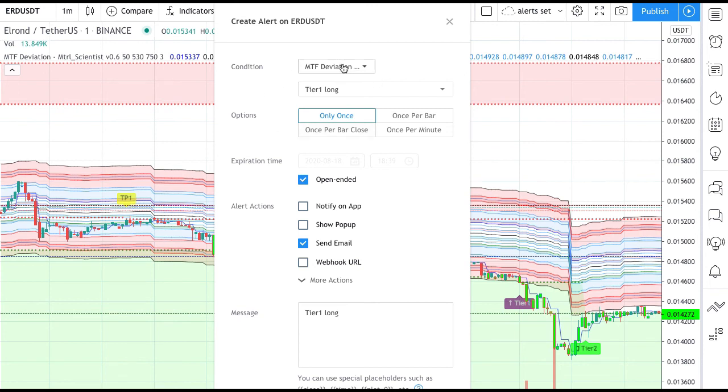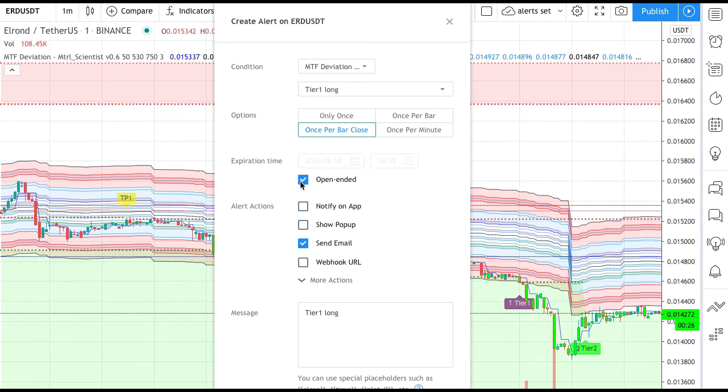So we chose the indicator. We chose the tier that we wanted to trade on, or the signal we wanted to trade on. And then we're going to choose once per bar close. You can choose whatever you'd like for the setting in the options field. But we choose once per bar close because we want to wait until the signal is permanently painted on the chart at the close of the candle. We base all of our data analysis on opening a trade on the following candle, and we don't want to create a trade until we know that the signal is final.